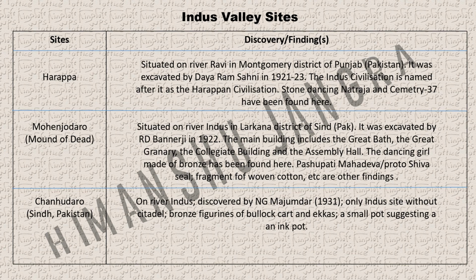Chanhudaro. Sindh, Pakistan. On the River Indus, discovered by N.G. Majumdar in 1931. Only Indus site without a citadel. Bronze figurines of a bullock cart and ekka, and a small pot suggesting an ink pot were found.